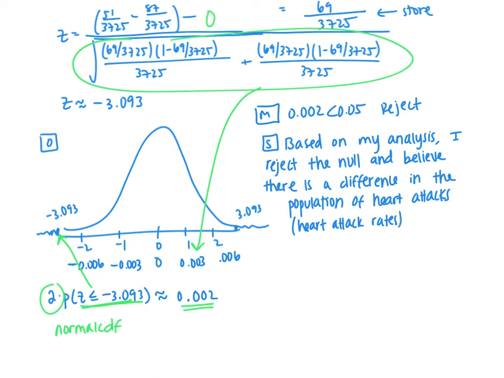So I believe there is a difference. I forgot the word proportion. Population proportion of heart attacks, or the heart attack rates, for men taking aspirin and placebos aged 50 to 59.